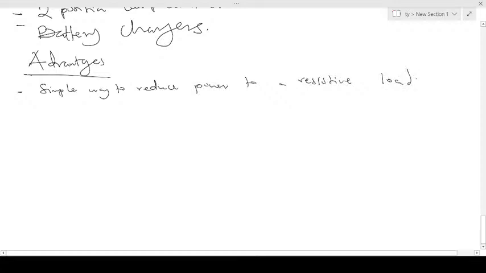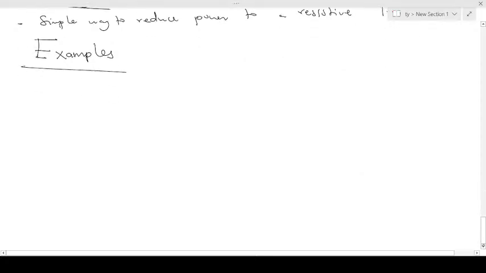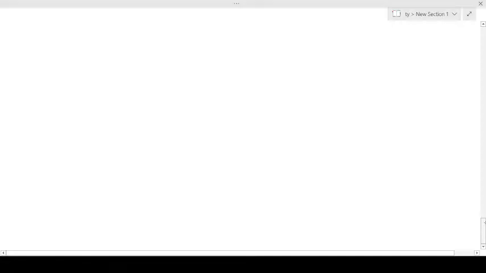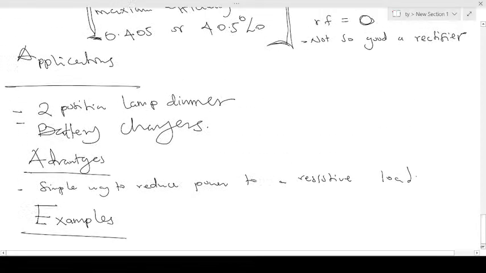Now, it has a lot of disadvantages, including that, obviously, the current is pulsating, and it only delivers power half of the time, so it's not necessarily the most efficient and most advantageous tool.